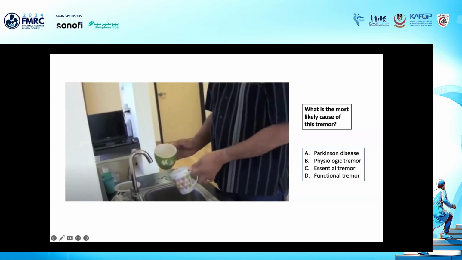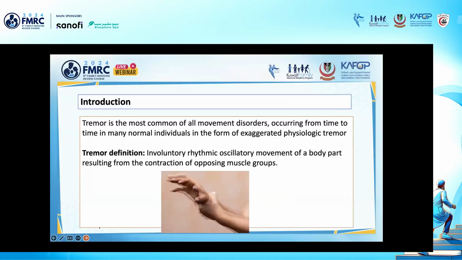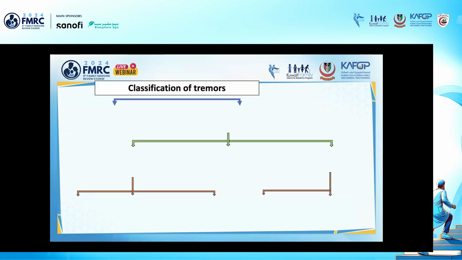Okay, some of you mentioned A, some of you mentioned D. Okay. Let's move on to the lecture and we will discuss these videos at the end. Now, what are tremors? Tremors, of course, are the most common of all movement disorders. It is defined as involuntary, rhythmic, oscillatory movement of a body part resulting from the contraction of opposing muscle groups.